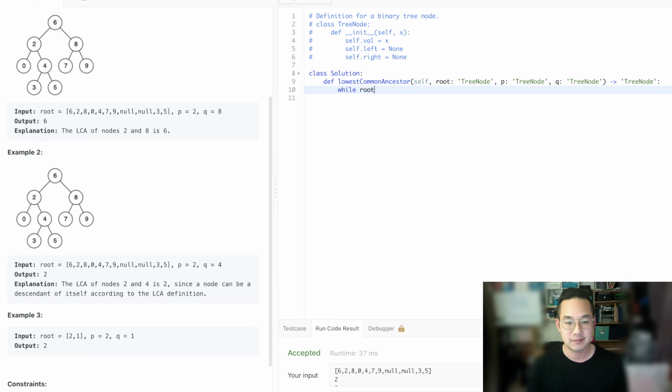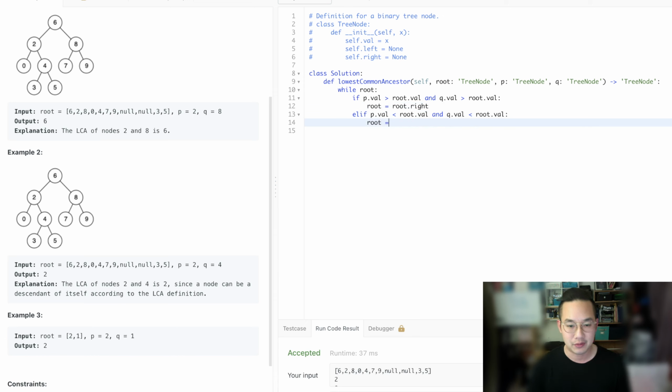So while root, if p.val is greater than root.val and q.val is greater than root.val, so both these items are greater than the root.val, we can say root equals root.right. We need to go to the right side because there is a lower common ancestor. Otherwise, if it's smaller than root.val, let's go to the left because there is a lower common ancestor on the left side.